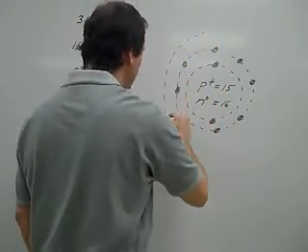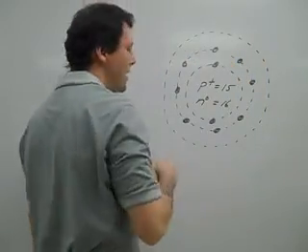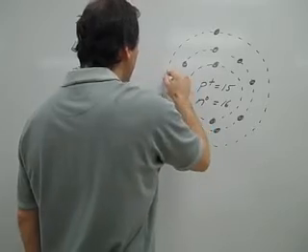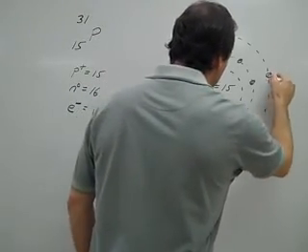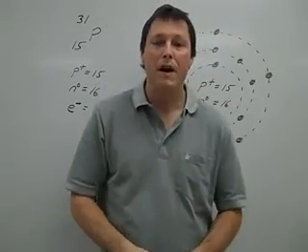So I'm going to have to go out to the next orbit. And I've got 5 electrons. I'm going to go ahead and draw the 5 electrons in here. 1, 2, 3, 4, 5 electrons. And that is how you draw a phosphorus atom.